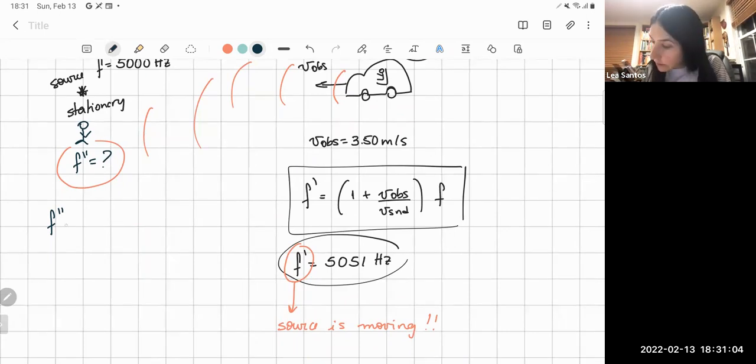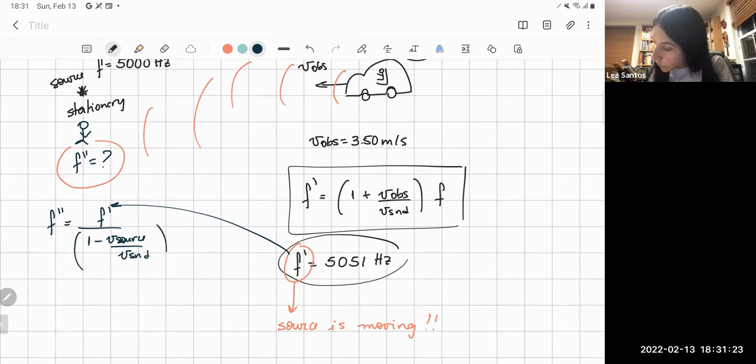So to get this new frequency, what are we going to use? This equation. I'm putting here F prime because I'm thinking about the car as being the source. And here we have 1 minus V of the source divided by V of sound.